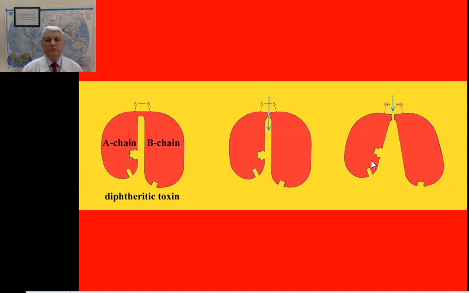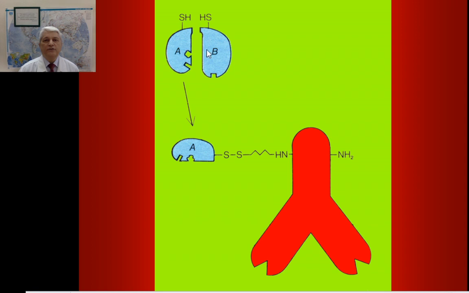So we divide this molecule into two parts, A chain and B chain. Look, B chain we took away, and A chain we chemically combine with Fc fragment of monoclonal antibody. Finally, we have immunotoxin. Then, how to use it?